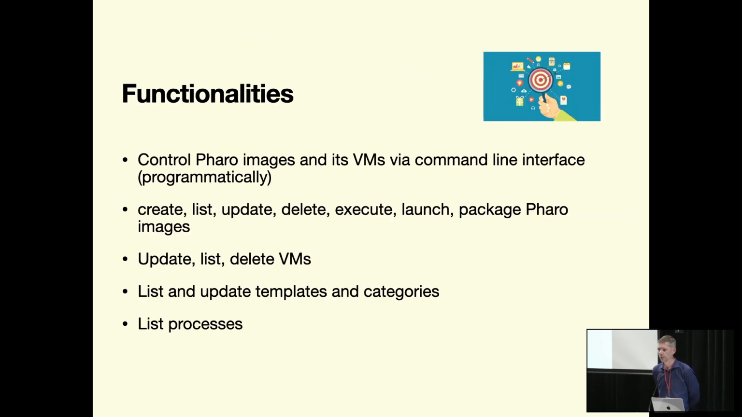So what are the functionalities that are delivered with Firewall Launcher command line? As in the UI, you will control images and virtual machines via the terminal. You have different commands to create, list, update, delete, execute, launch, and also package your Firewall images. Update, list, delete virtual machines, list and update templates and categories, and list processes. We will see that.